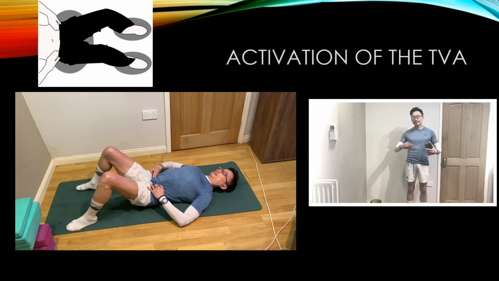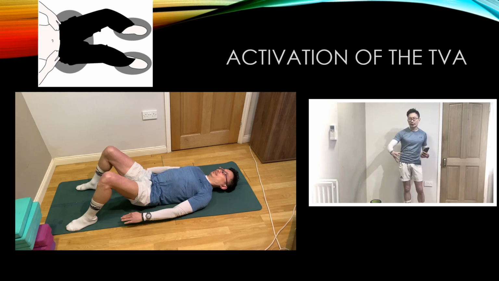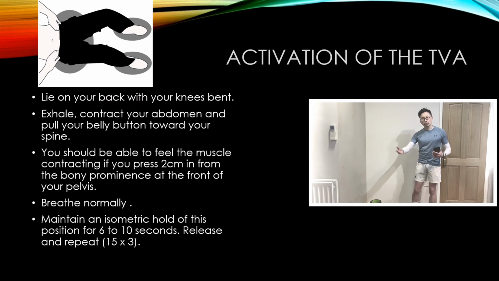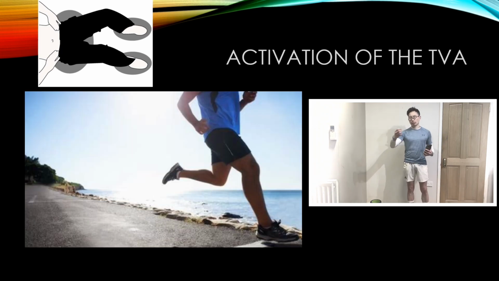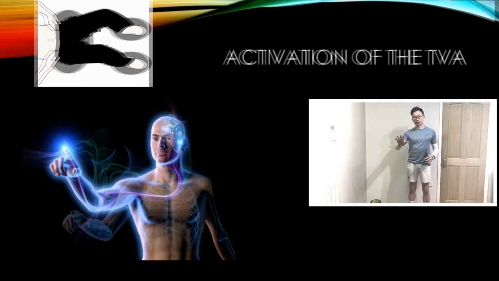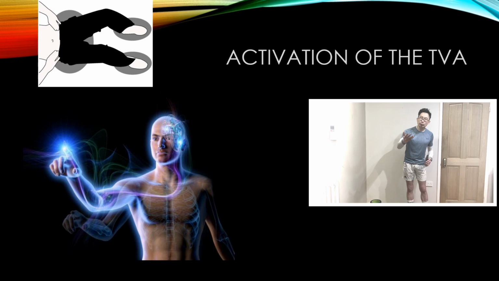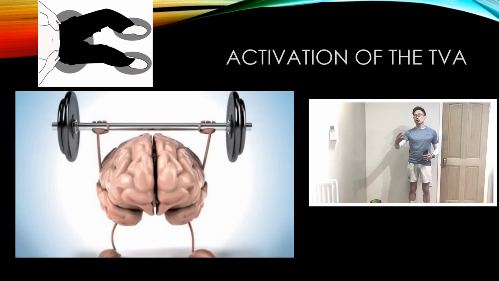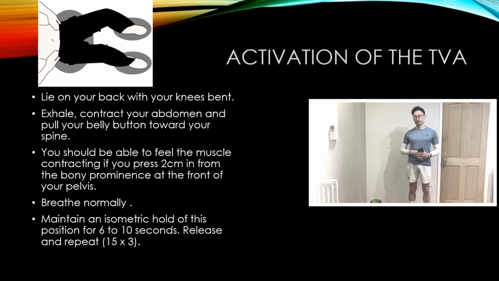Release and then repeat. You need to practice this so that you can consciously activate your TVA whenever you are walking, running, or most importantly, doing your exercises. Remember what I said before, the more you practice doing these activation exercises, the more efficient your brain becomes in instructing these muscles to work. That is what we call increase in neuromuscular efficiency.